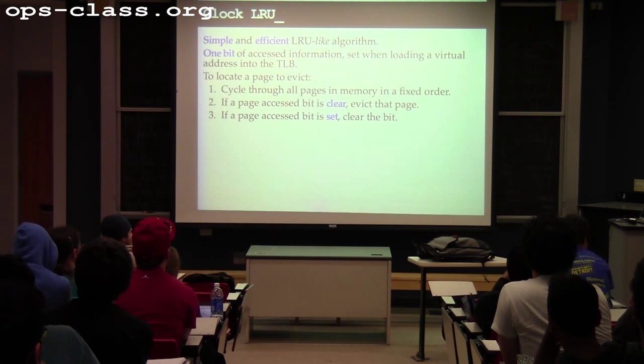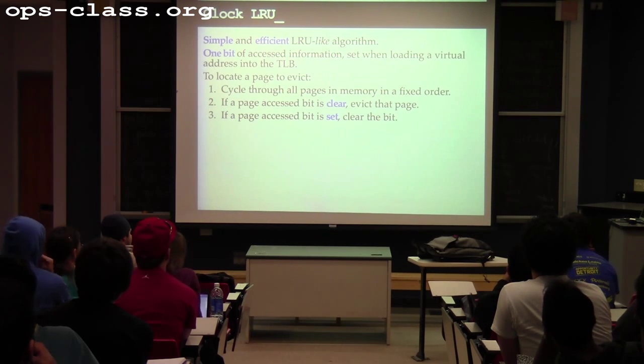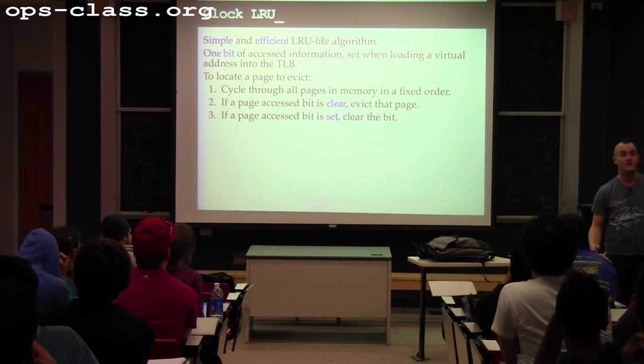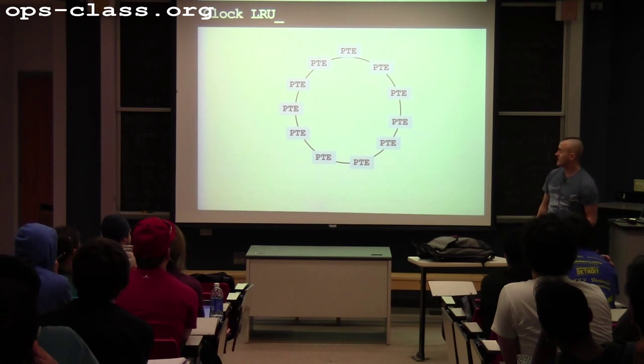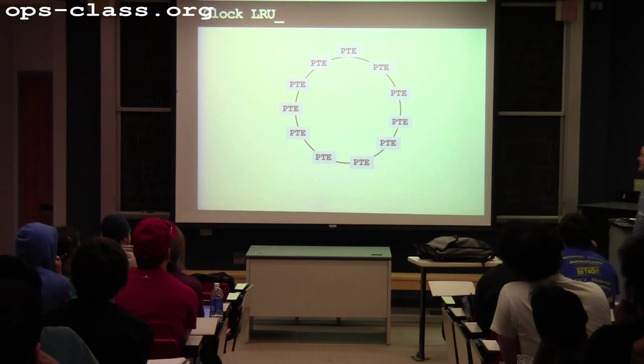So if all the pages have their bits set the first time I go through, they all get cleared. Then I loop back to the top, and I end up taking the first page. If it's still clear at that point, it might have been set while I was looping, right, by some other process or another core.